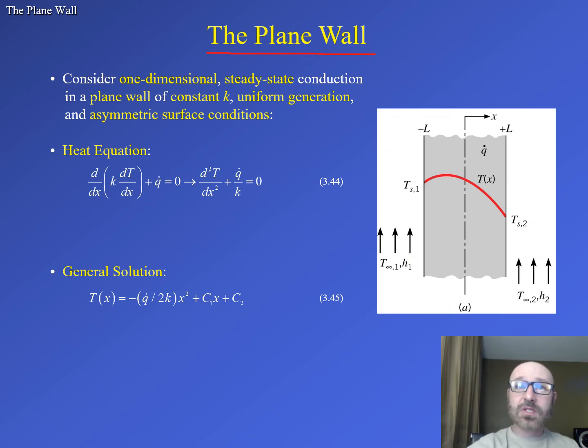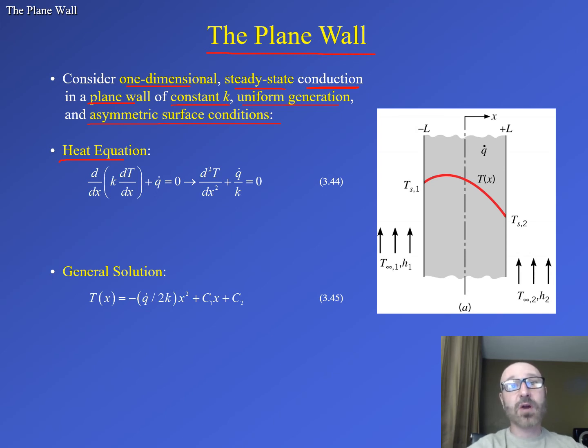Now they tell us in this example that we have one-dimensional steady state conduction. So we're only dealing with conduction right now in a plane wall of a constant k value. So that's going to simplify it down. Uniform generation and asymmetric surface conditions. So based upon all the information, we go back to one of those appendices, go into our textbook, into that same chapter, look through those sections, and come up with our governing equation.